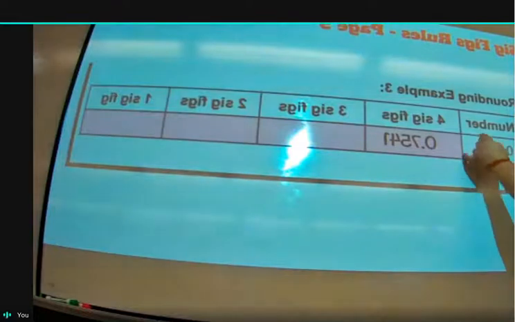Now, let's do this to 3 sig figs. Avery, what's the 3rd digit that is significant? 4. We're going to cut it off right there. Does the 1 make the 4 round up? Nope. So we get 0.754. Excellent.